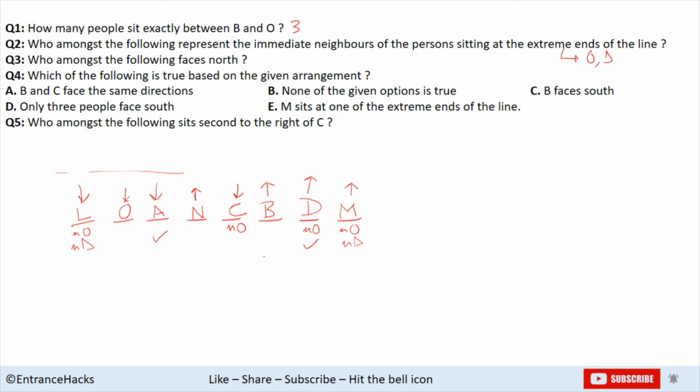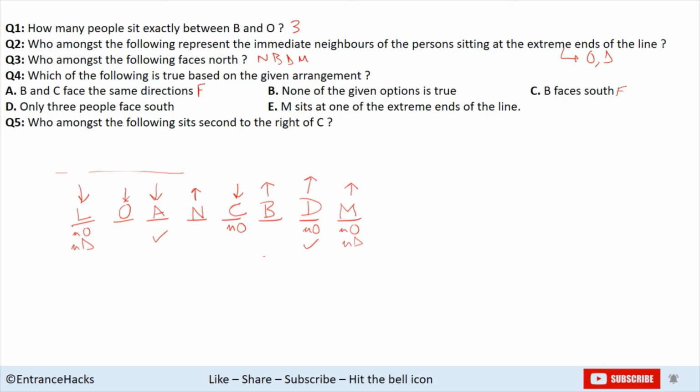Who among the following faces north? So we have N, B, D and M who are facing north. Which of the following is true based on the given arrangement? B and C face the same direction. That is false. B and C are facing opposite directions. B faces south. That is also false.